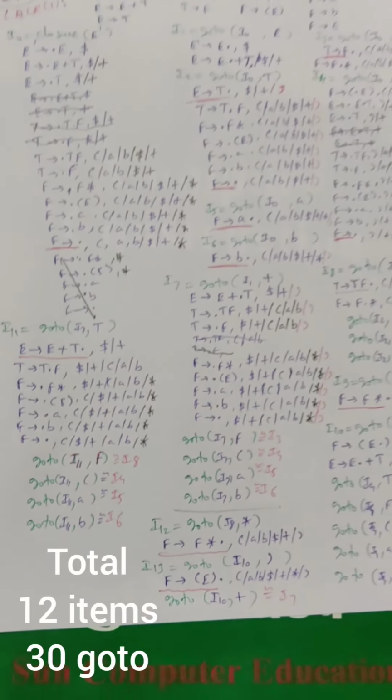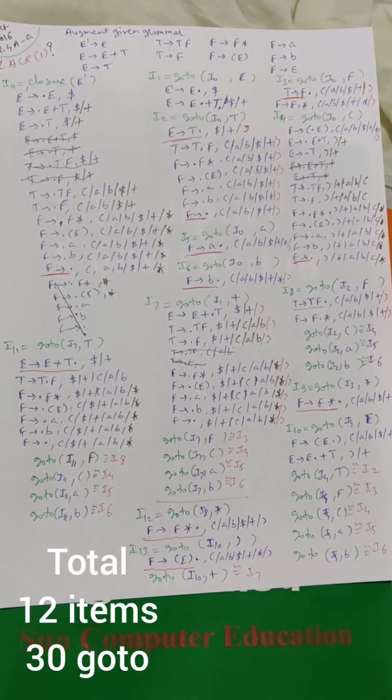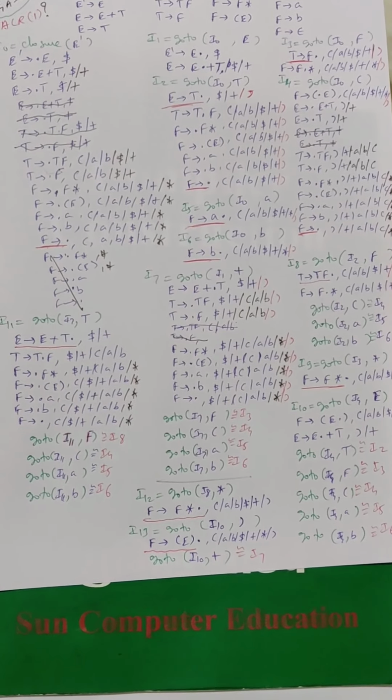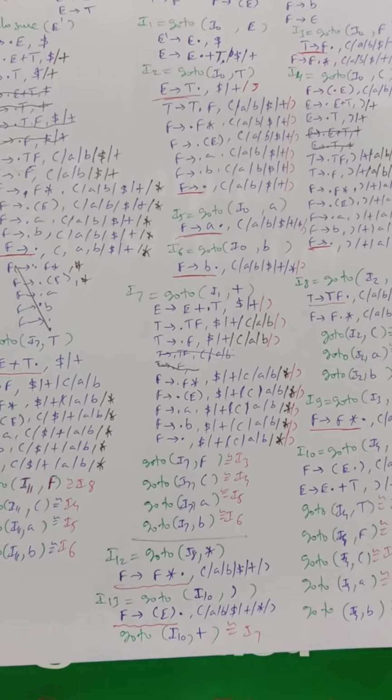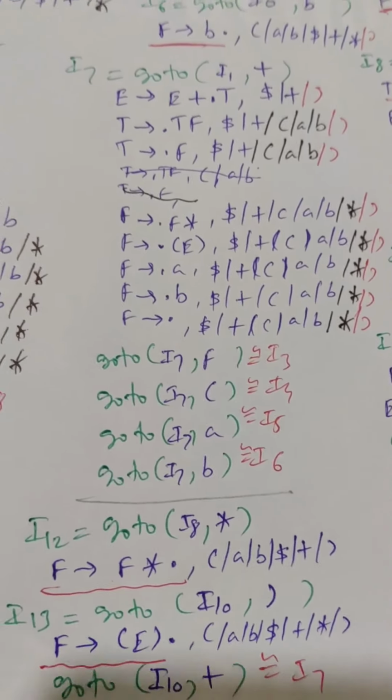It's a very complicated solution. You can look at this. This is full of all our goto's and items, LR1 items. Now using all the LR1 items, let's construct the LALR parsing table.